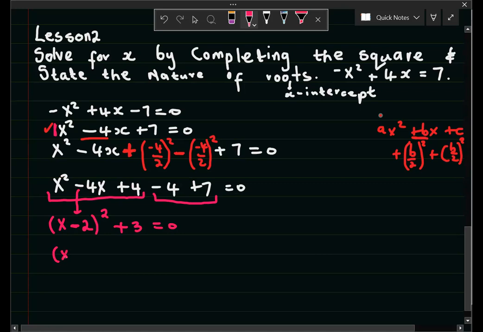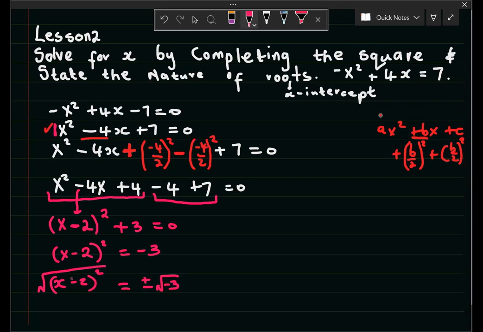Then I have x minus 2 squared equals negative 3, right? Then I'm going to square root. So x minus 2 squared inside the square root. The reason I'm square rooting is so that the square can go away. Then it's plus or minus the square root of negative 3. Don't forget to put a plus and minus when you square root. On the side where there is a constant or a number, you're always going to put a plus and a minus. Okay, perfect.